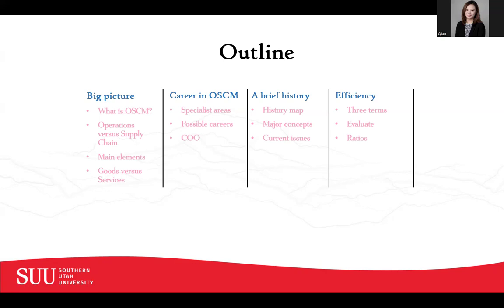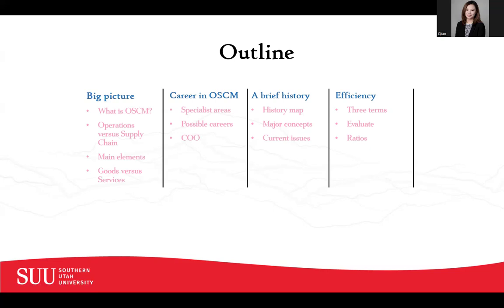Then we move to the second part, which covers some potential career opportunities in operations and supply chain management. After you learn this course and graduate, what kind of job can you find in these areas? It will also help you have a better understanding of what it is.